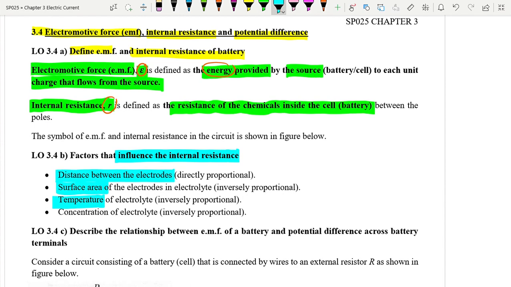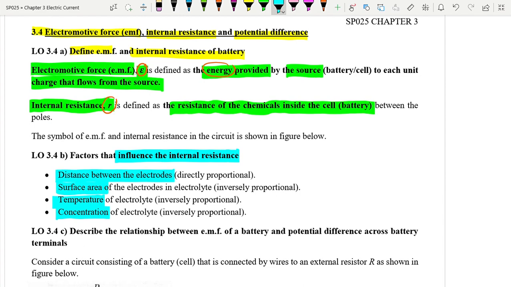And last one, the factor is concentration of the electrolyte. So concentration related to kepekatan of the liquid chemical. Jadi increasing the concentration will enhance the function of the battery, enhance the capacity of the battery. Jadi menunjukkan the internal resistance will decrease. So itu antara faktor logically yang kita boleh fikir that influence the value of the internal resistance inside the battery.